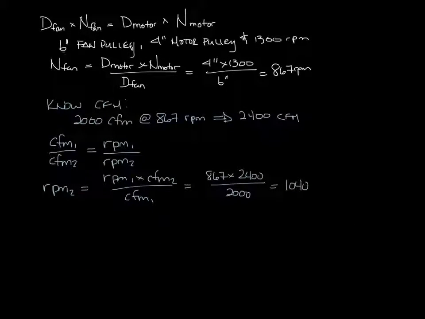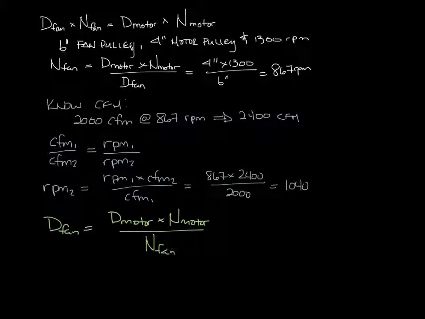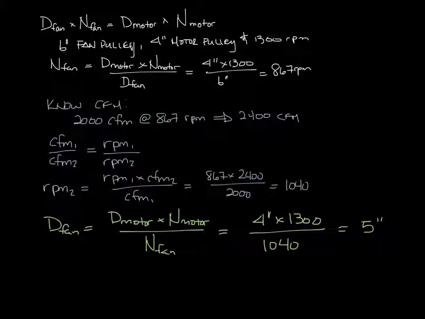So now we can go back to our equation for the pulleys, and the diameter of the fan is equal to the diameter of the motor times the RPM of the motor divided by the RPM of the fan. So that is 4 times 1300 divided by 1040, and that equals 5 inches. So a 5-inch diameter pulley on our fan system here would give us the 2400 CFM we're looking for.